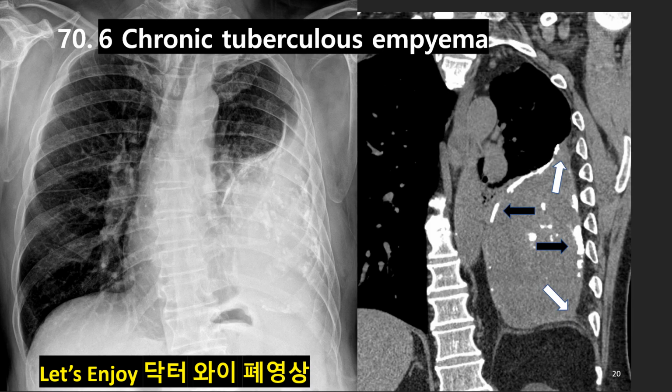This last case shows us what happened to the pleural space of chronic empyema, chronic tuberculous empyema. Chest radiograph shows many calcification, pleural calcification with shrunken left chest cage. On your right side, the coronal non-contrast enhanced CT shows us what happened to the chronic empyema. White arrow shows split pleural sign, and 2 black arrows show us visceral pleural and parietal pleural calcification.